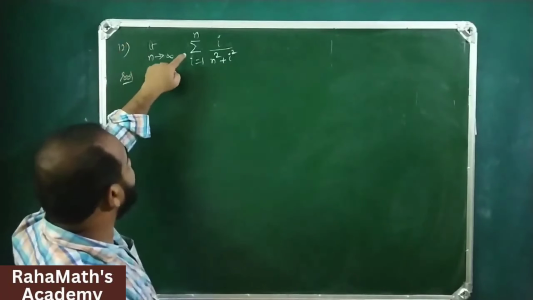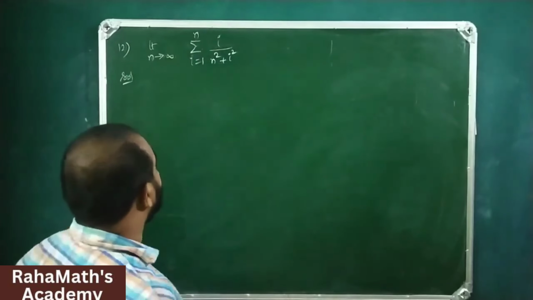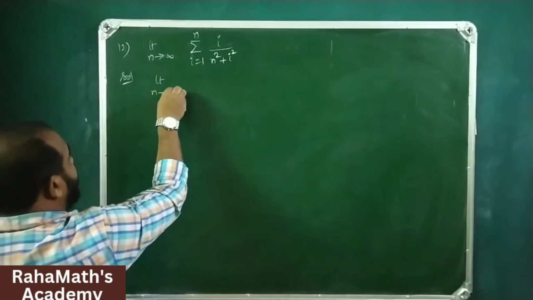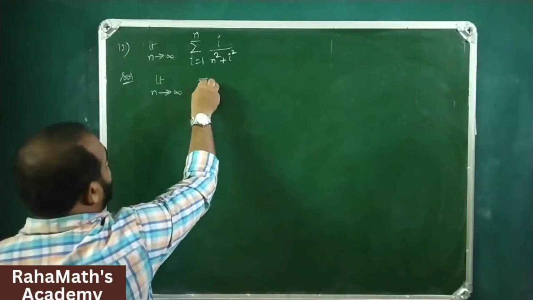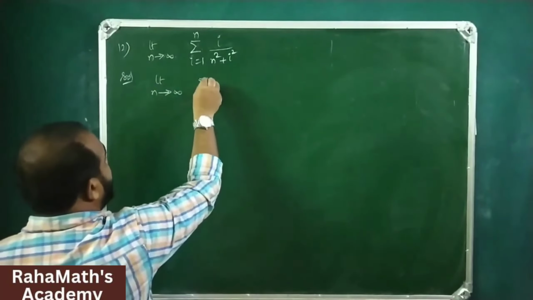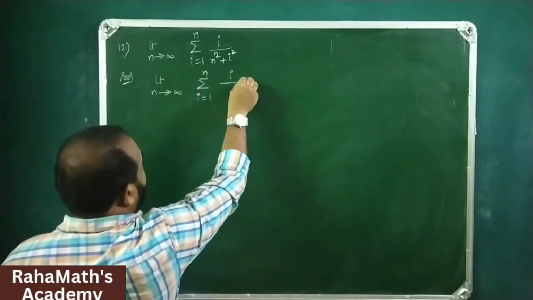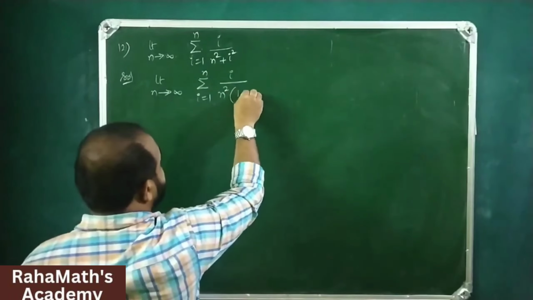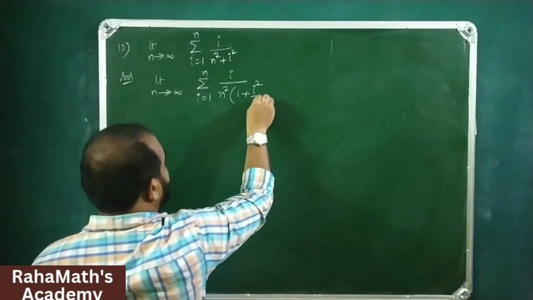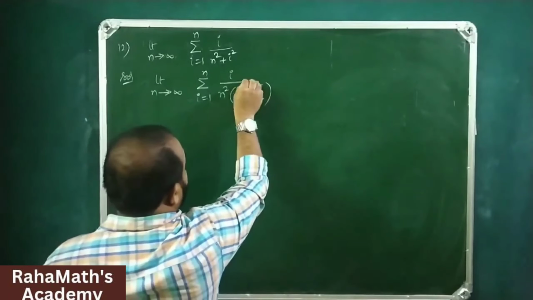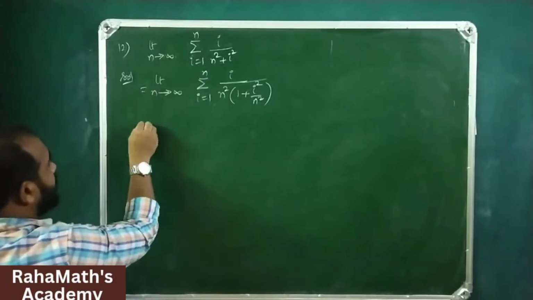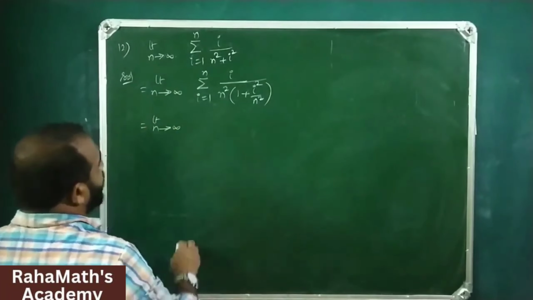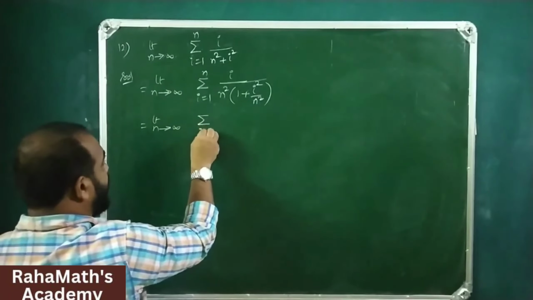Next, the limit as n tends to infinity, sigma i runs from 1 to n, of i by n square plus i square. So this is the limit as n tends to infinity, i runs from 1 to n, of i by, take n square as common, then 1 plus i square by n square. This is equal to the limit as n tends to infinity, sigma i runs from 1 to n.